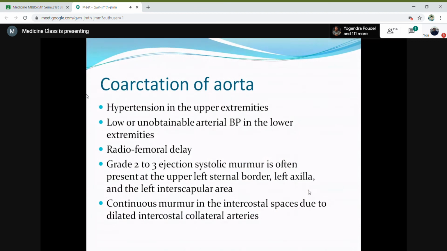So, what are the clinical features? To continue, hypertension will be there in the upper limb, and in the lower limb blood pressure may not be obtainable, and these are the patients who will have radiofemoral delay. Do you know, does anyone remember about radiofemoral delay?